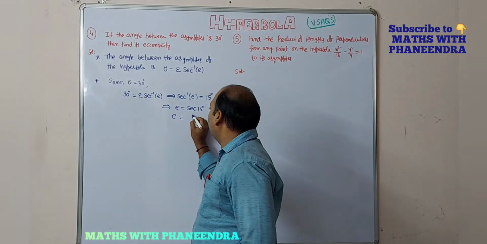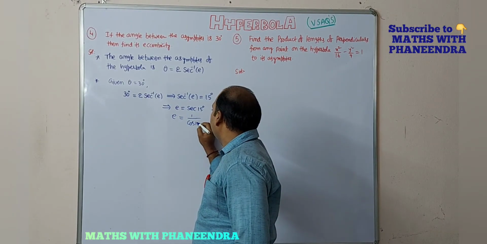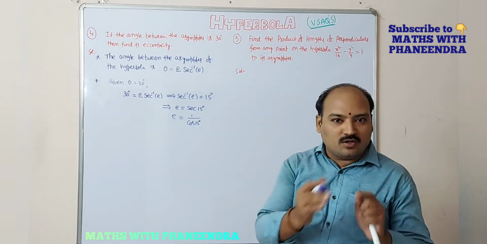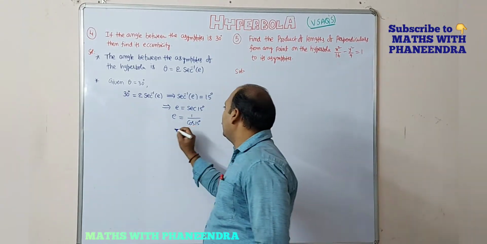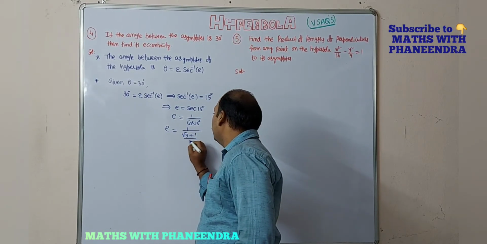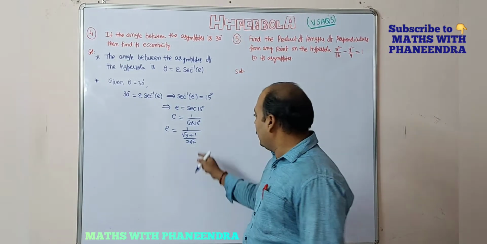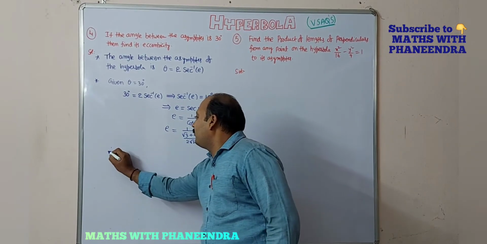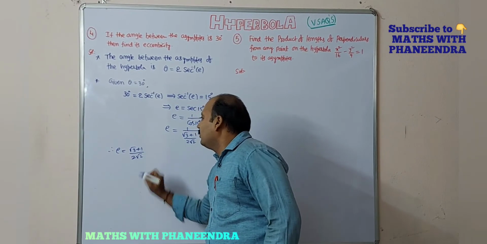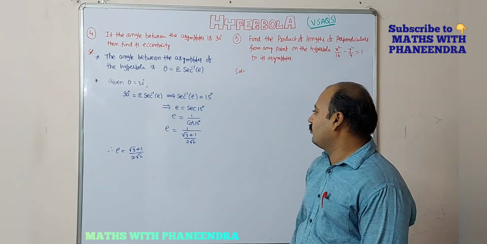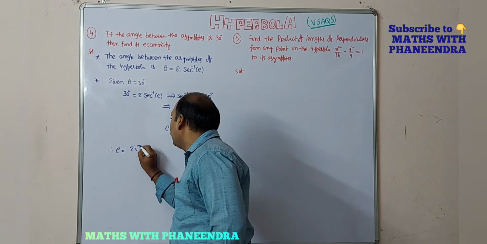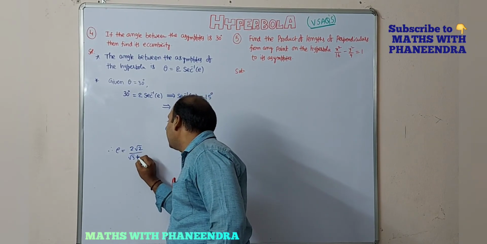Secant 15 we don't know, but 1 by cos 15 we can write it. Cos 15 also, cos of 60 minus 45 or cos of 45 minus 30 we can write it. Directly I am giving the value of cos 15, root 3 plus 1 by 2 root 2. Make a note. Therefore, e is equal to the reverse, denominator by numerator: 2 root 2 by root 3 plus 1.